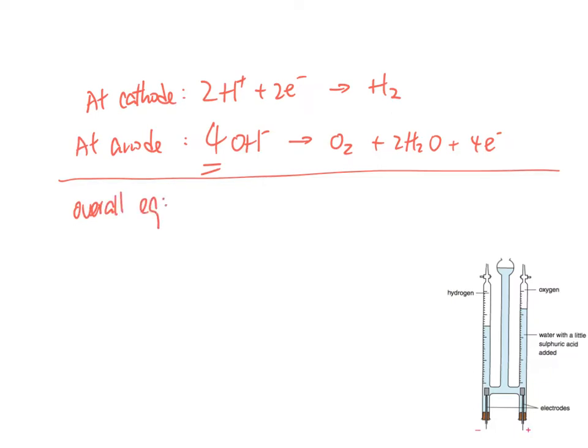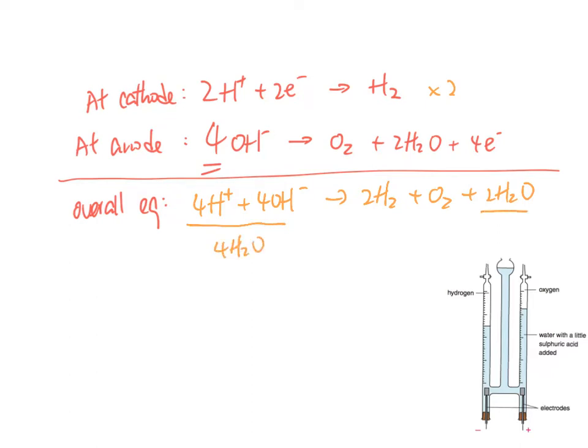you'll find that the one above, you got 2 electrons right here, and you got 4 electrons here. So the one above has to be multiplied by 2. So you have 4 H plus, plus 4 OH minus, and then you got 2 H2, O2, and then 2 H2O. The 4 H plus and 4 OH minus combine to become 4 H2O. But remember on the right hand side, you also got 2 H2O. So when you combine them, you have this overall equation. This equation tells you that H2O breaks down into hydrogen and oxygen.